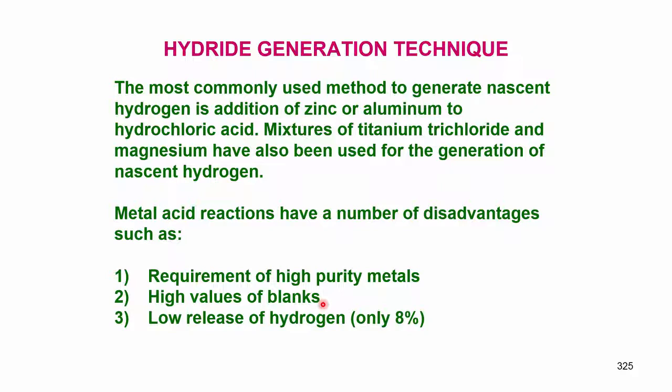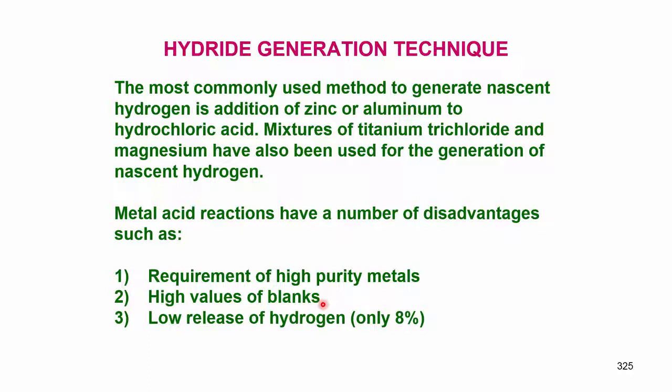Usually most of the metal acid reactions require high purity metals. So, one of the requirements is you must have high purity zinc or high purity magnesium, high purity titanium to conduct the reaction, that is number 1. Number 2, it used to give very high values of blanks.